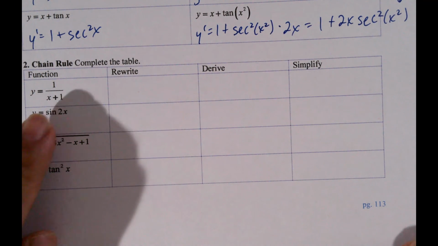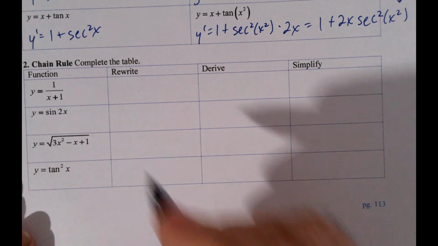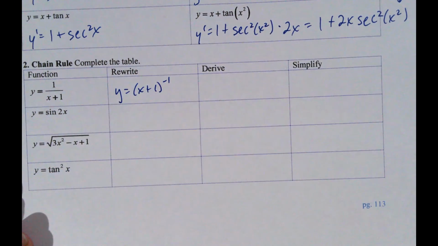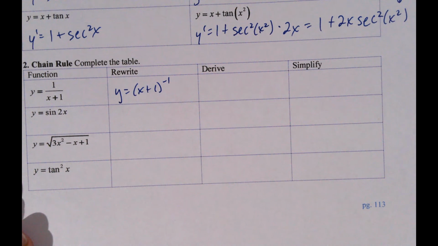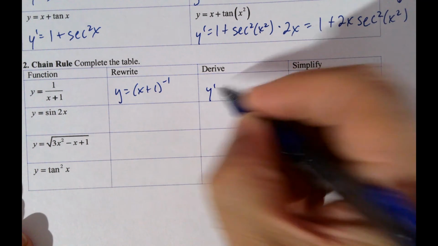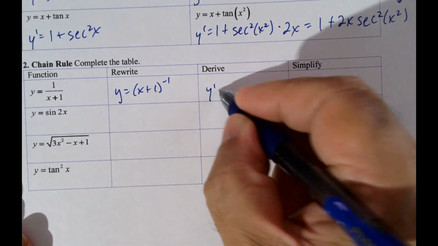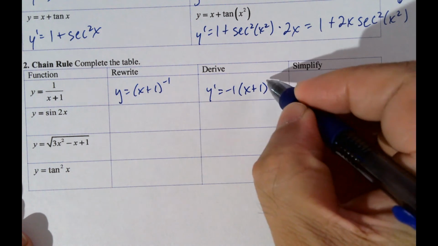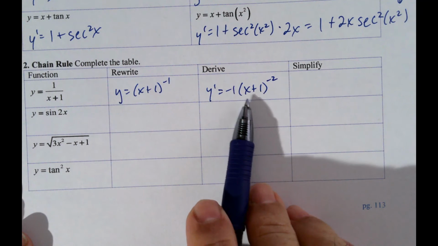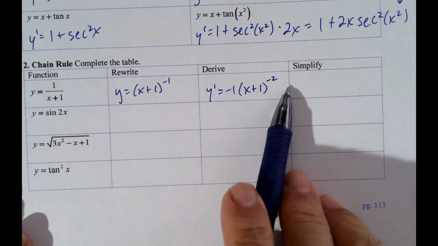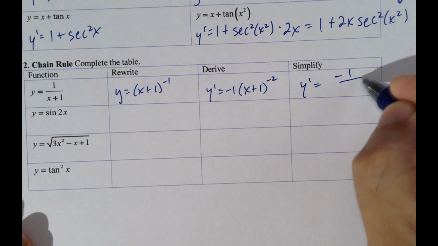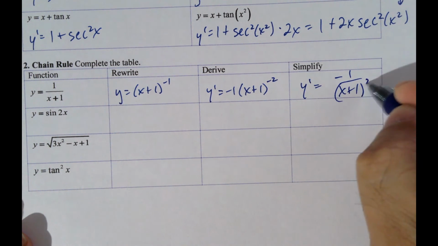So here, this one could be done with quotient rule, but if you rewrite it as x plus 1 to the negative 1, you can use chain rule. So when you take this, you're going to be y prime, you're going to bring down the exponent of negative 1 times x plus 1 to the negative 2, and then the derivative of the inside. Derivative of inside is 1, so just times 1. The rewrite would be negative 1 over x plus 1 squared.